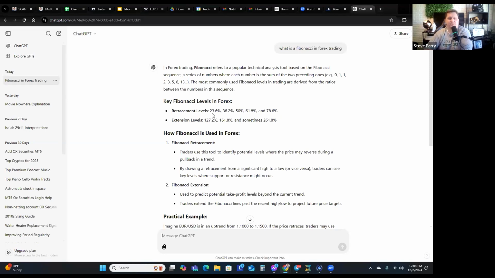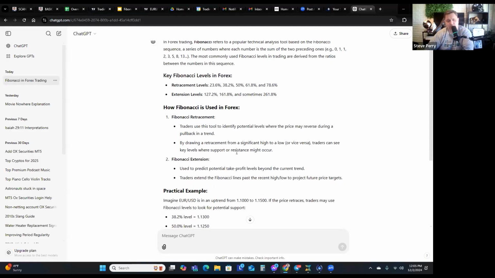So these are key Fibonacci levels in Forex. You've got retracement levels like 23.6, 38.2, 50, 61.8, and 78.6. Then there's also Fibonacci extensions, or expansion levels, that you've got 127.2, 161.8, and sometimes 261.8. So how are they used?